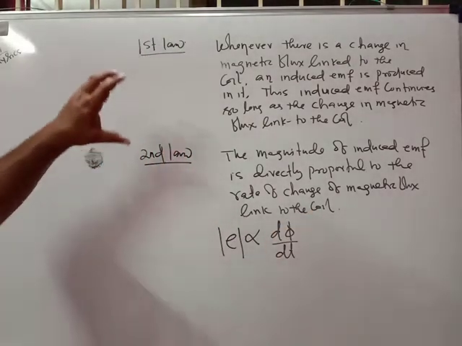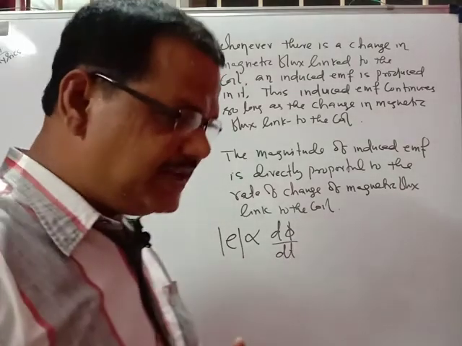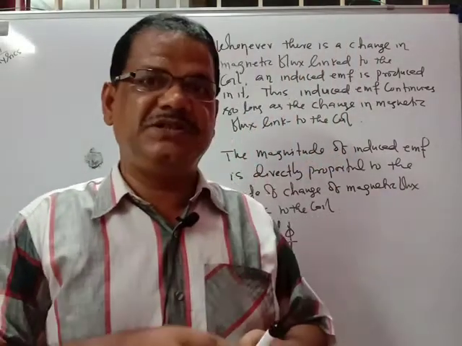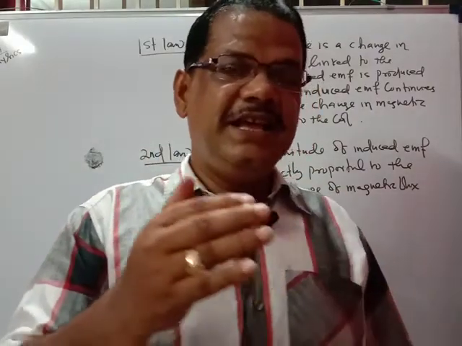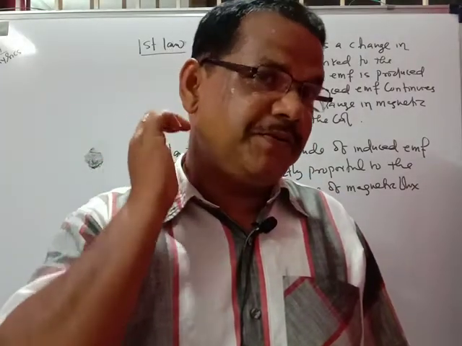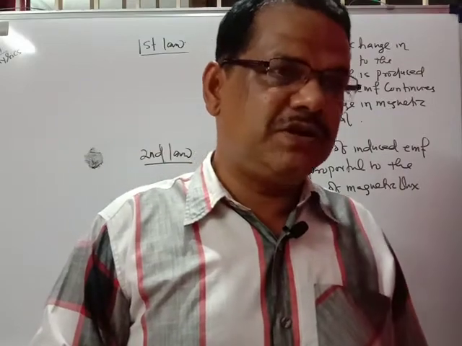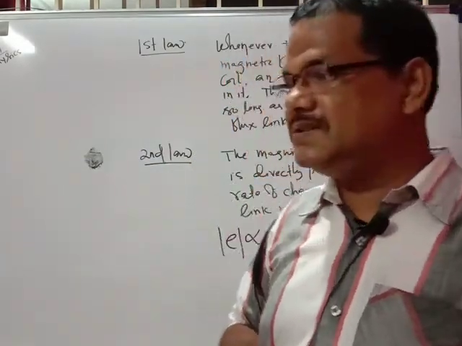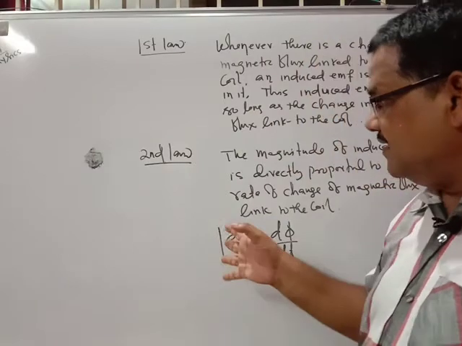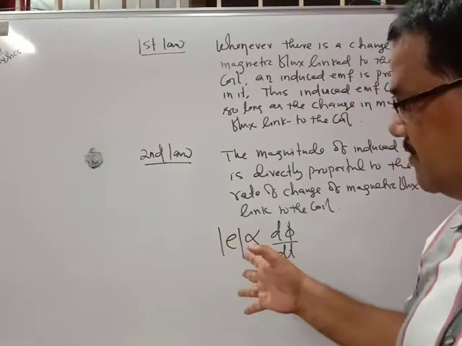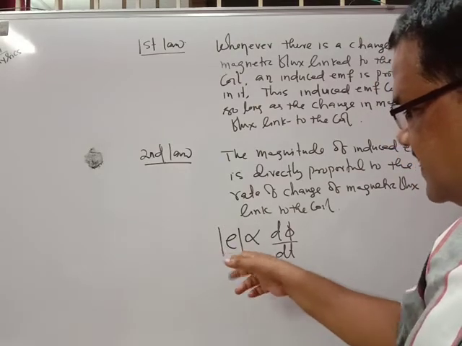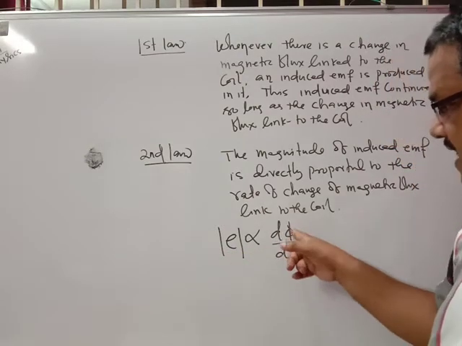From Faraday's law, we cannot determine the direction of the induced current. Suppose the induced current is produced in the coil; in which direction will it be produced? That is not mentioned here. Only the magnitude of the induced EMF you can get. The induced EMF is directly proportional to the rate of change of magnetic flux linked to the coil.